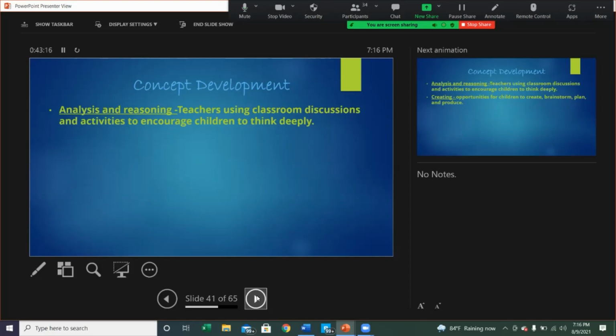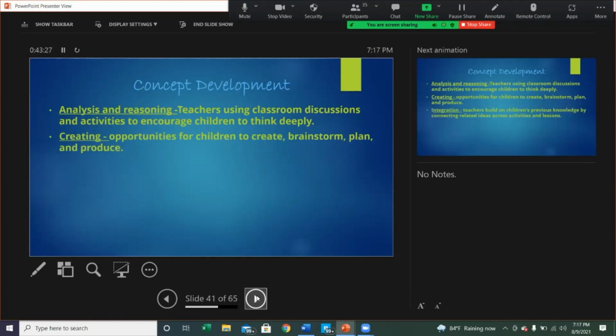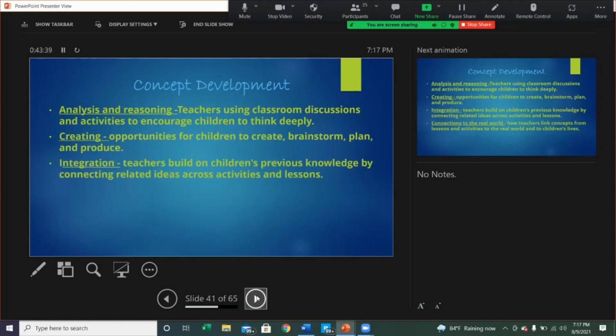So analysis and reasoning is just teachers using those discussions to encourage children to think, not to solve a problem, but to think about how to solve that problem. Are you giving them opportunities to create and produce? If they want to know what happens when you mix 2 colors together, are you letting them? This is a big one too, and it's a rare one. It's one of those that you really got to know about, or you're not going to do it. Are you building on children's previous knowledge? And are you connecting related ideas? That just gives it meaning.